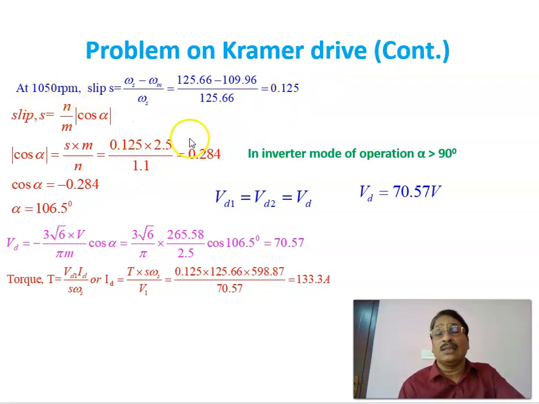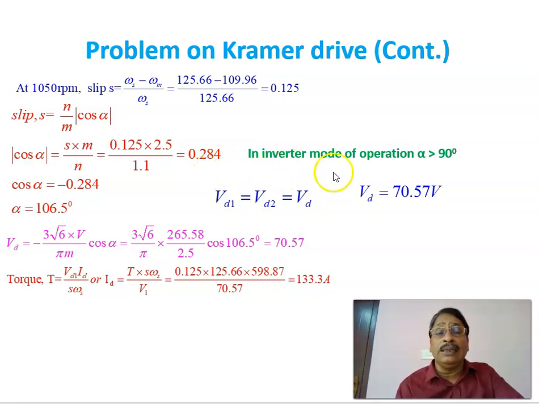Now, in Kramer's drive system, we have already derived the relation between slip and the firing angle of the inverter. Slip S equal to N by M into the modulus of cos alpha, where N is the stator to rotor turns ratio, and M is the ratio of the transformer from the source side to the converter. Substituting N, M and the slip already calculated, the modulus of cos alpha is given by S into M divided by N, and that is equal to 0.284.